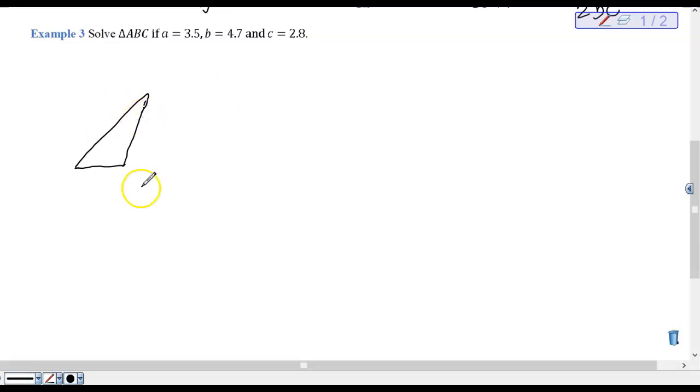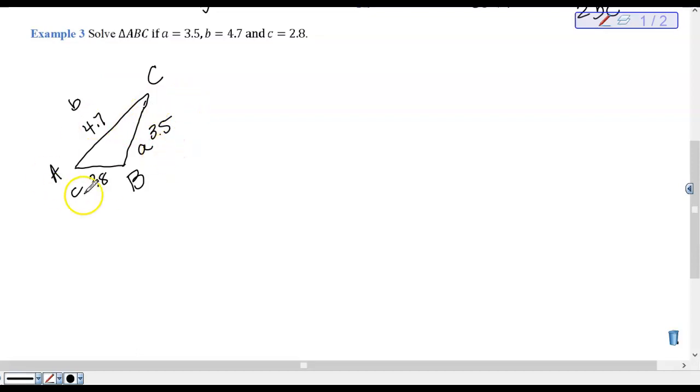Okay, so this would be 2.8, side C. So this would be angle C up here. And then this would be 3.5, so that would be side A. So that would be angle A over there. And then this will be 4.7, which is side B. And so this would be angle B over here. And let me just double check that. C is 2.8, A is 3.5, B is 4.7. Okay, all right.